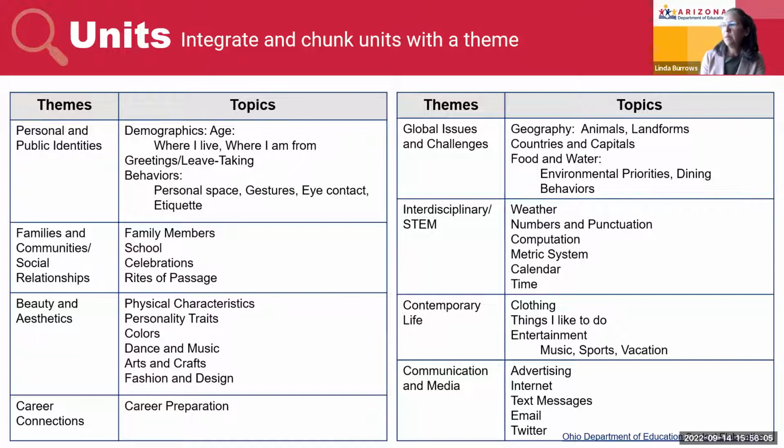You could do STEM and interdisciplinary items with the metric system, calendars, time. Here we've got contemporary life. You could chunk things like your clothing and music and seasons, like what you wear during different seasons, could all be a part of this. And so that's where you want to go once we've done the standards, looked at our proficiency level, developed what kind of units, then start to chunk those units together to really create themes that, again, our students are going to respond to.